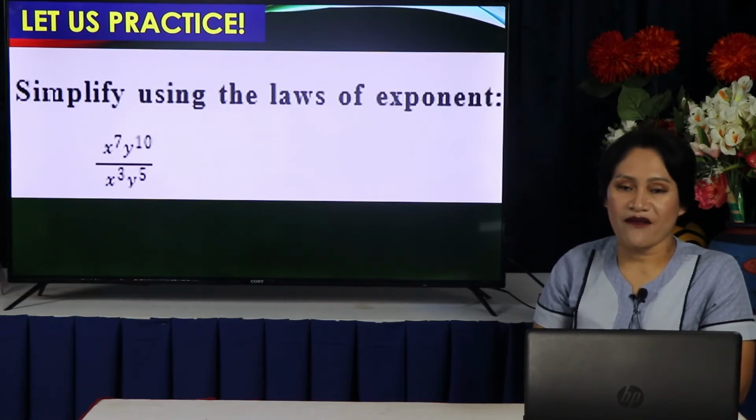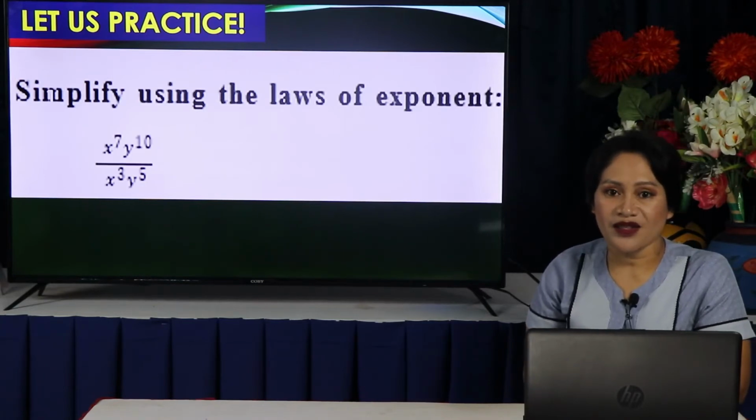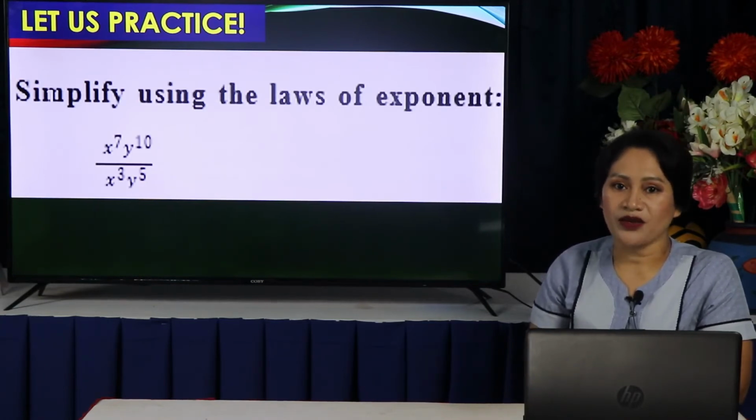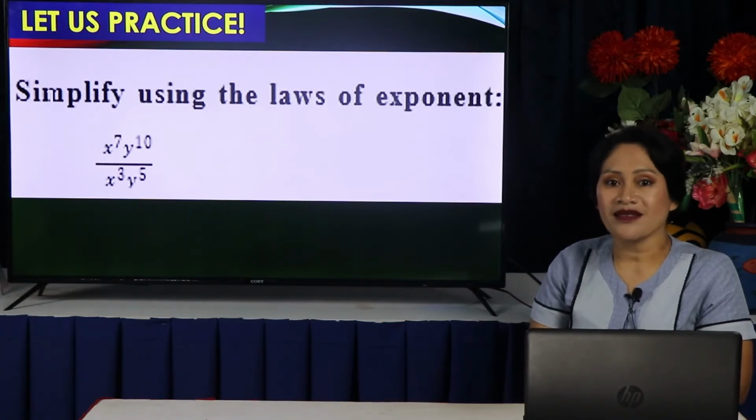X to the power of 7, y to the power of 10, all over x to the power of 3, y to the power of 5. I repeat, simplify using laws of exponents. X to the power of 7, y to the power of 10, all over x to the power of 3, y to the power of 5. Your time starts now.